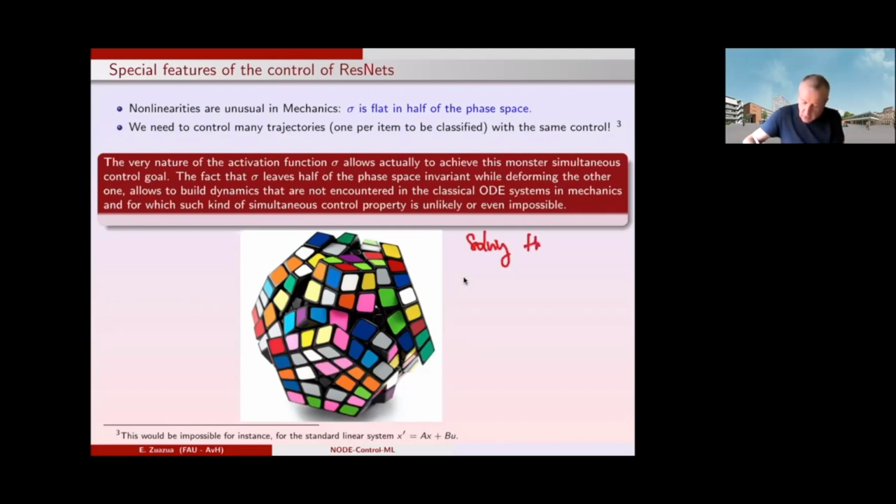Okay, this will be impossible, solving the Rubik's cube will be impossible for a linear ODE. Okay, very good.